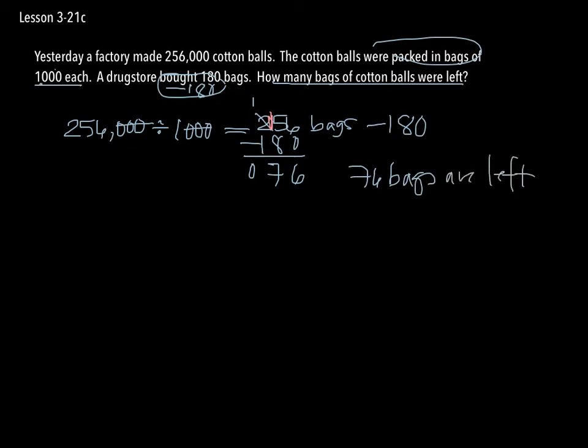Okay, so again, let's walk through the process. We took our number of cotton balls. We divided it into bags because we're looking at how many bags of cotton balls were left. So 256,000 divided by 1,000, we're going to get 256 bags. Now, of those 256 bags, a drugstore bought 180 of them. So how many are left? We're going to take 256 minus 180, and we're going to get 76. So 76 bags of cotton balls are left.